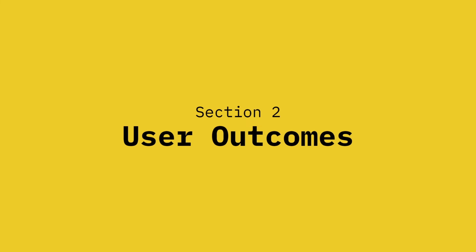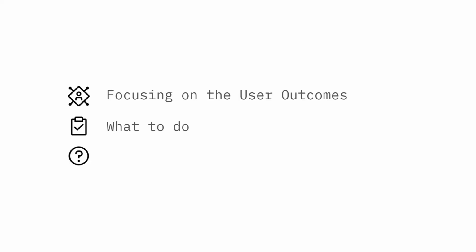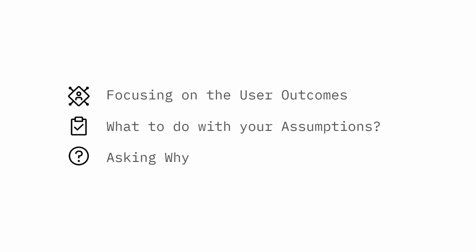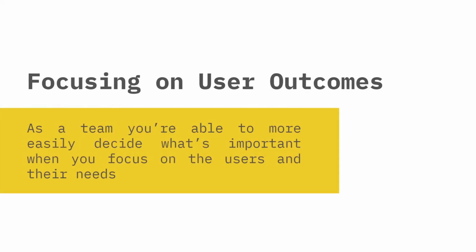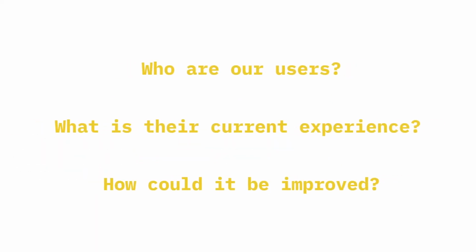Section 2 of this video, we will be looking into the first principle in more depth. In this section, we will look into focusing on user outcomes, what to do with your assumptions, and asking why. As a team, you are able to more easily decide what's important when you focus on the users and their needs by asking questions such as: who are our users? What is their current experience? And how could it be improved?